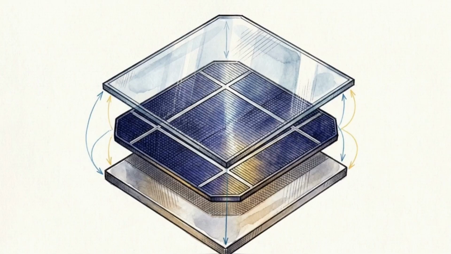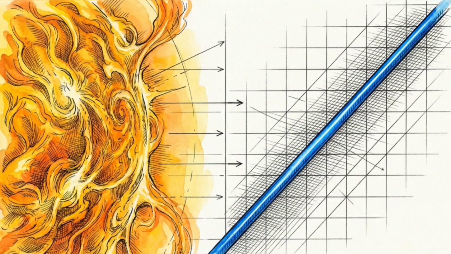A solar panel functions as a multi-stage translation device, executing a specific sequence of physics at the atomic level. Mastering solar power depends on this transition, taking cosmic chaos and forcing it into a usable, physical order.